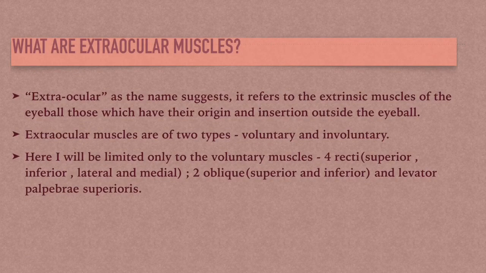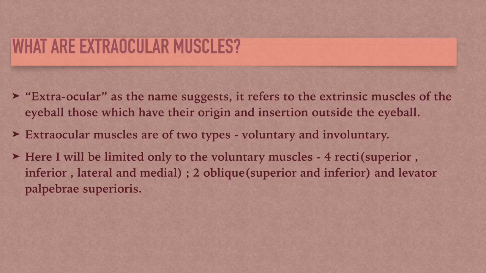Before we move on to the movements of the eyeball, we should know what the extraocular muscles are. As the name suggests, the extraocular muscles refer to the extrinsic muscles of the eyeball, those which have their origin and insertion outside the eyeball. That is, they are attached mainly to the sclera, which is the outer covering of the eyeball.